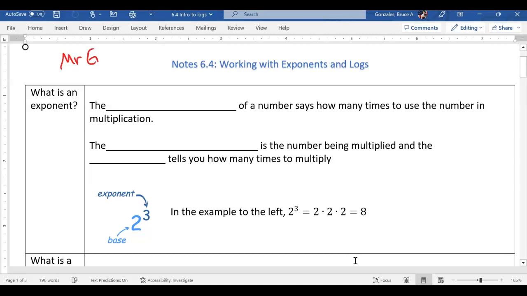All right, we're going to get started here. So what is an exponent? Well, the exponent of a number says how many times to use the number in multiplication, right? So if you look at this picture down here, the blank is the number being multiplied, okay? So the base is on the bottom down here, right? And the exponent tells you how many times to multiply.